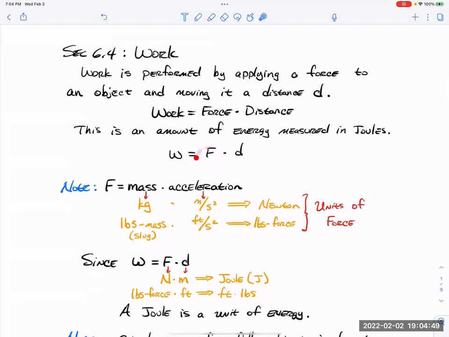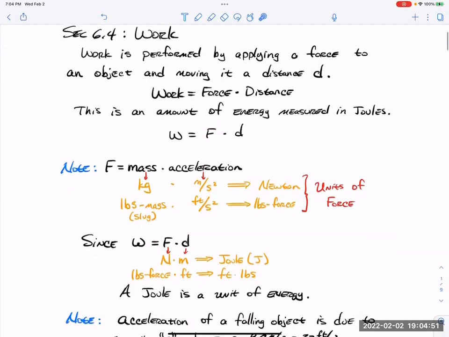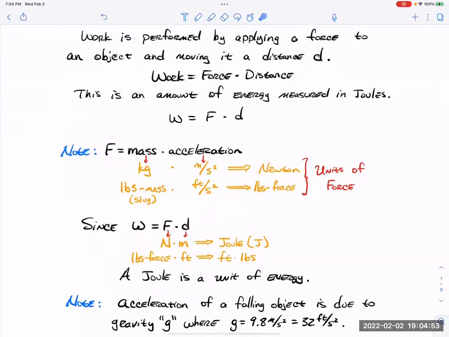Okay, well, what is force? This is actually Newton's second law. Note, force is actually mass times acceleration. Now, we'll be dealing with the metric system, which is standard international units, as well as something called customary units, or what we use in the American system here. Okay, but mass is in units of kilograms.